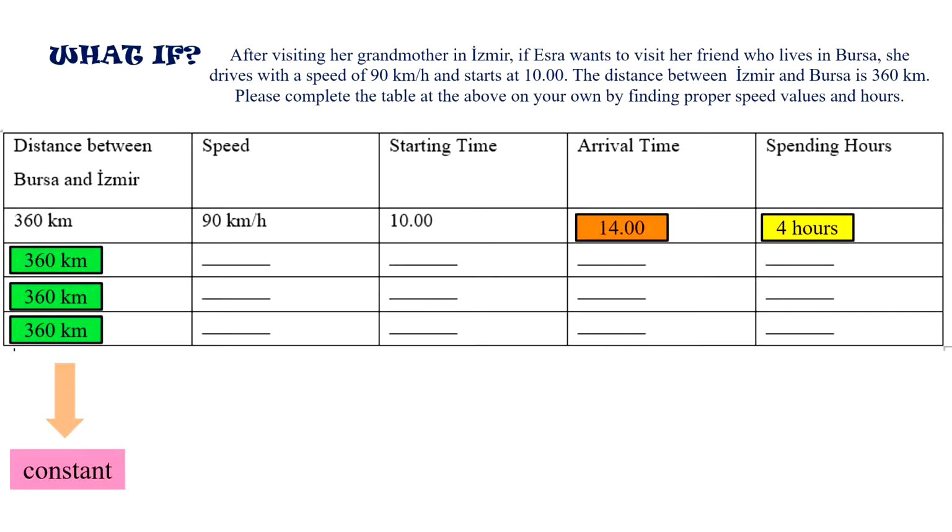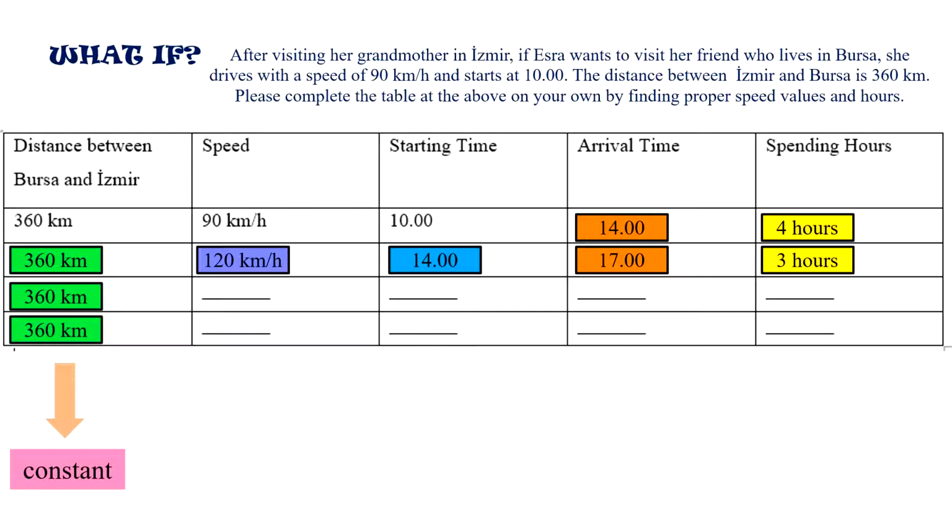I think that if Esra spends 3 hours for her travel, her speed should be 120, since the multiplication of speed and time is equal to distance. Besides, I choose 2 p.m. as a starting time for this situation, so the arrival time becomes 5 p.m.